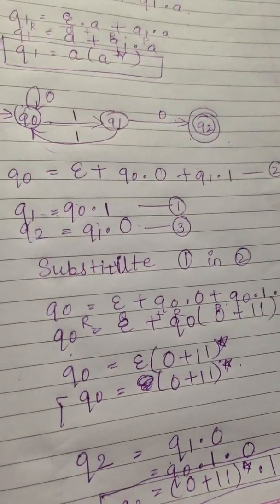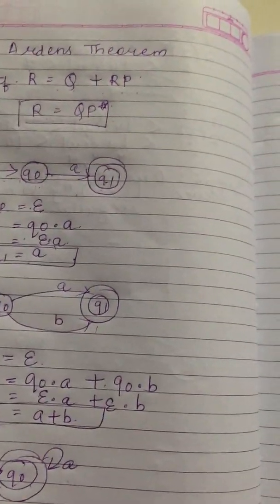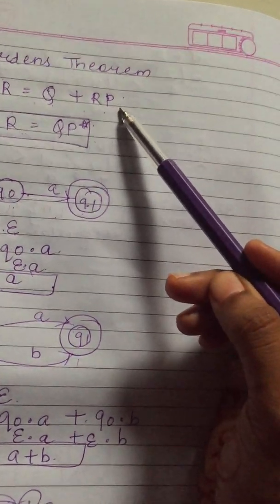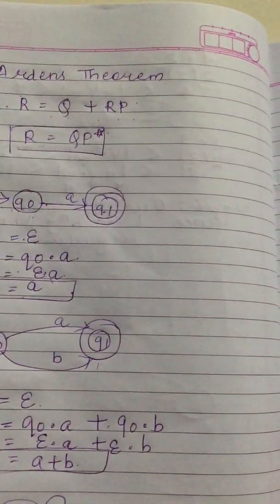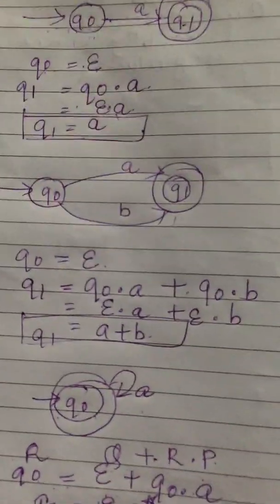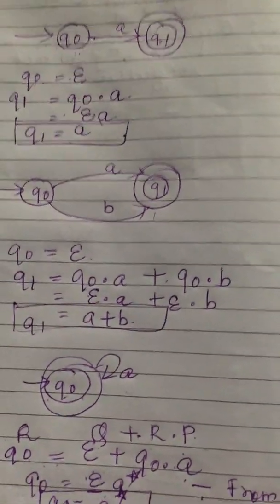I hope you all understood what is Arden's theorem. The formula is if R is equal to Q plus RP, then R is equal to QP star, and this we have to apply in our state transition diagram to get the RE.